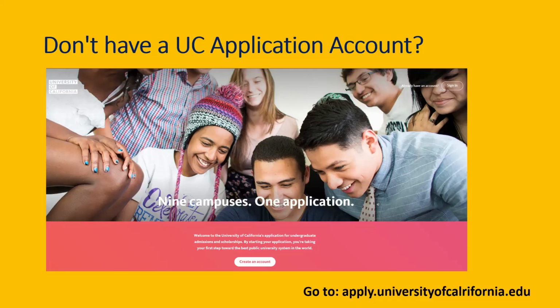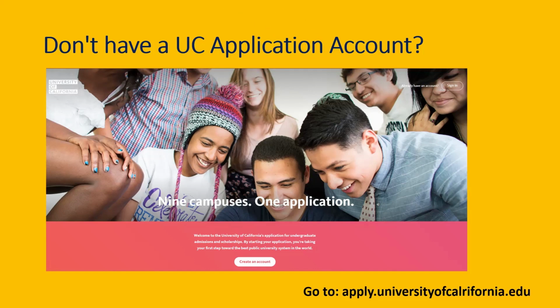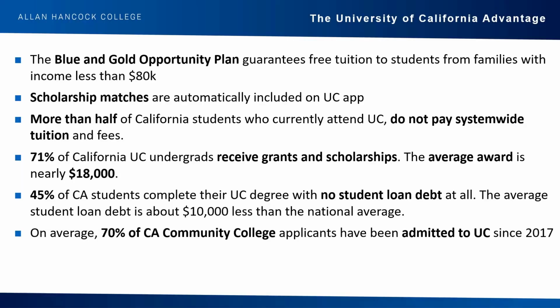Alrighty. So if you don't already have a UC application account, not to worry. Just go to this website URL that's listed on the lower part of this slide, or you can just Google UC application and you can't miss it. You'll get all kinds of hits that take you to apply.universityofcalifornia.edu.